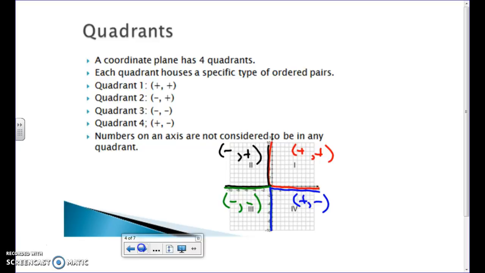So anything in the fourth quadrant will have a positive value and then a negative value. If a number is on one of the axes, the x-axis or the y-axis, meaning that one of the coordinates is 0, then it's not considered to be in a quadrant. Okay, it's not considered to be in any quadrant. So only positives will be in quadrant 1, negative positive in 2, negative negative in 3, and positive negative in 4, in counterclockwise order.